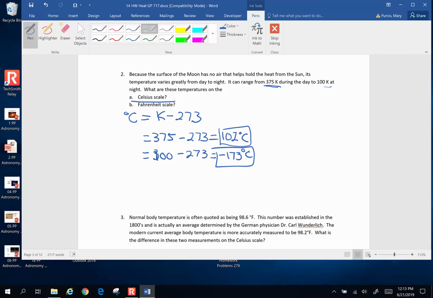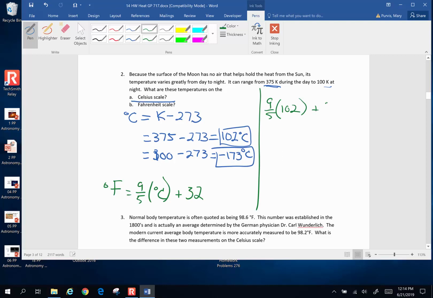Now, converting those into Fahrenheit, that equation, degrees Fahrenheit, is going to be equivalent to 9/5 the Celsius temperature plus 32. Again, order of operations is going to be the thing you're going to have to worry about. So the first one is going to be 9/5 times 102 plus 32. So let's put that in the calculator. 102 times 9 divided by 5 plus 32. Would you believe, rounded off to sig figs, 216 degrees Fahrenheit?